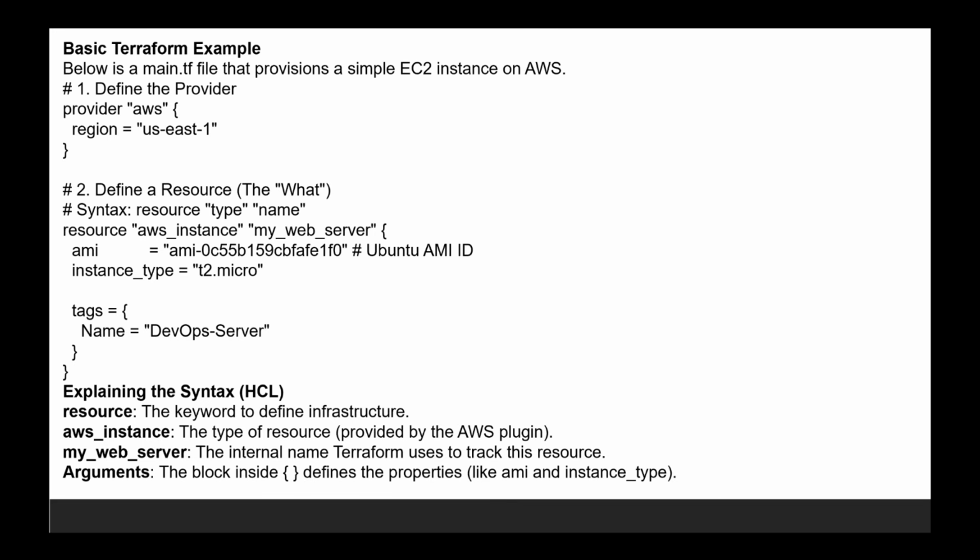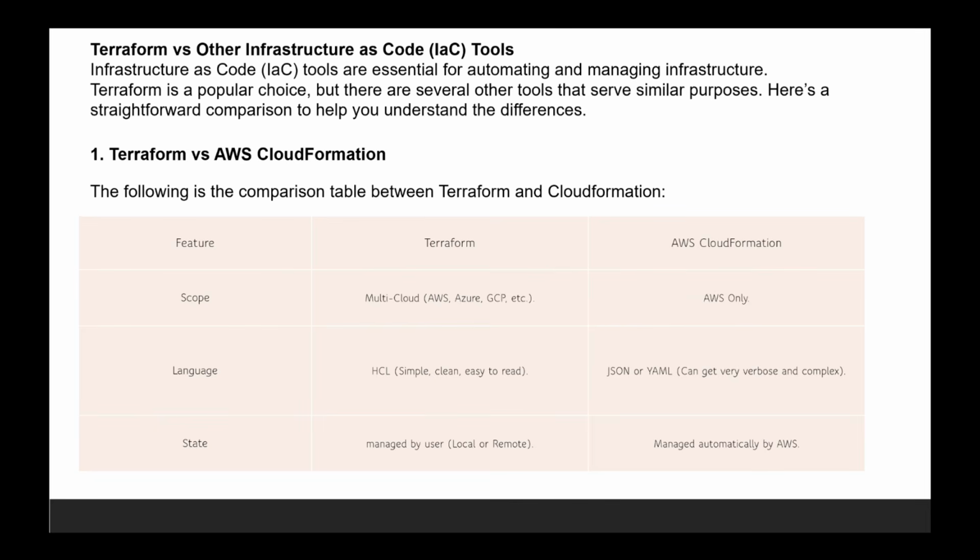Another thing is explaining the HCL syntax. Resource is the keyword to define infrastructure. AWS instance is the type of resource provided by the AWS plugin. Then my web server is the internal name Terraform uses to track this resource, and the arguments are the blocks inside holding the properties like AMI and instance type.